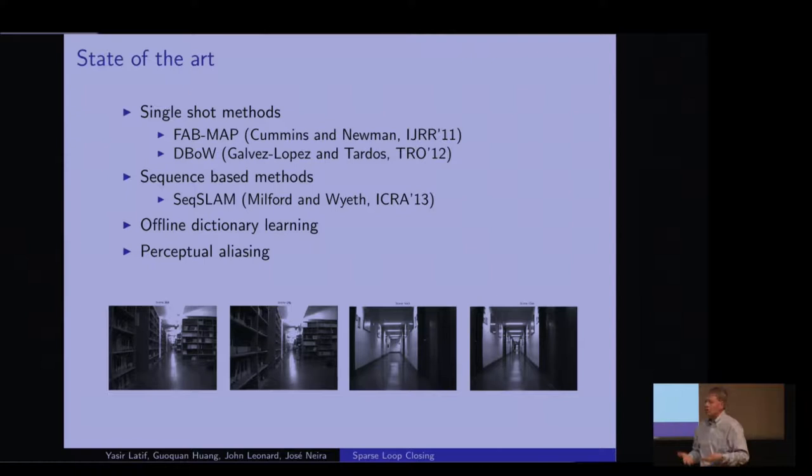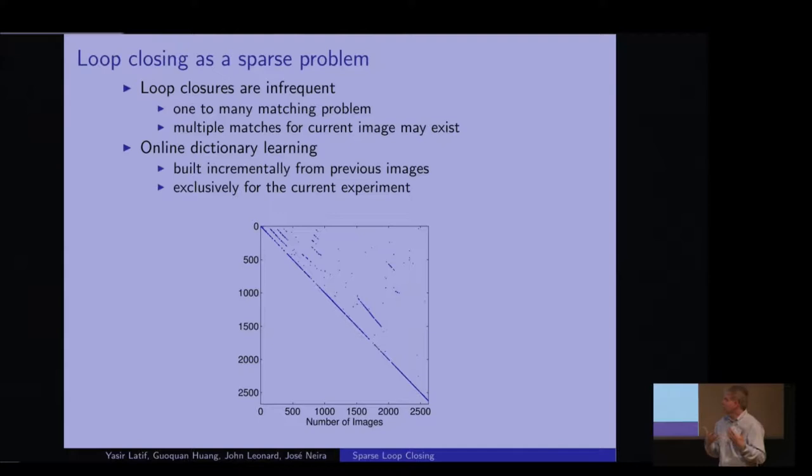So in this work, the key insight for our approach is that loop closing is inherently a sparse problem. So loop closures happen infrequently in many environments. And what we hypothesize is that you can formulate the dictionary learning problem online and build it up through the course of an experiment, and then try to exploit the sparsity aspect to come up with an efficient formulation for matching to the dictionary as it gets learned online.